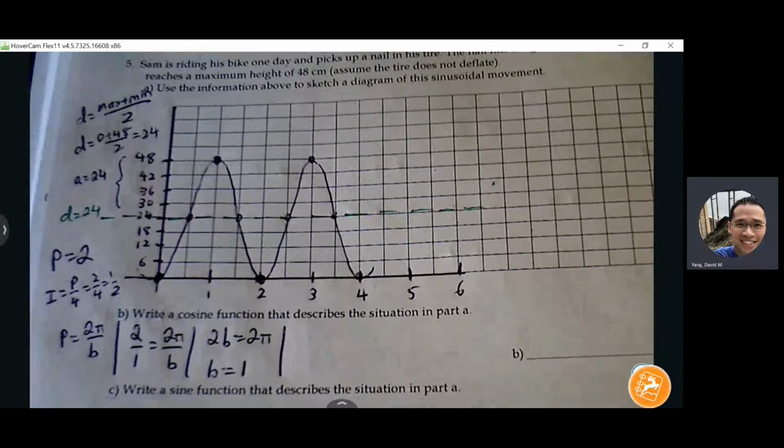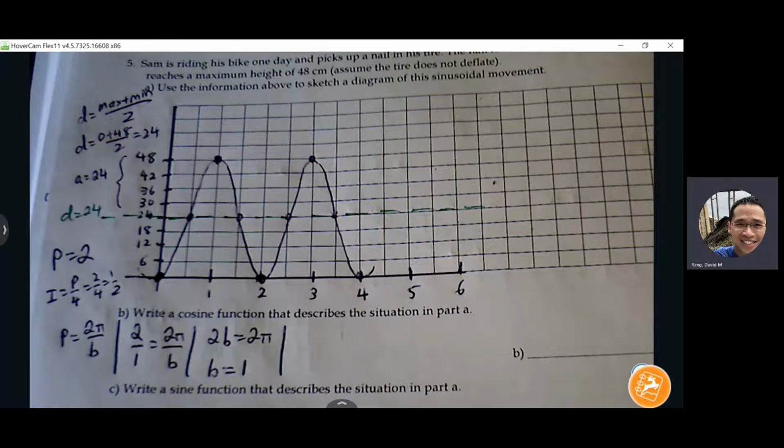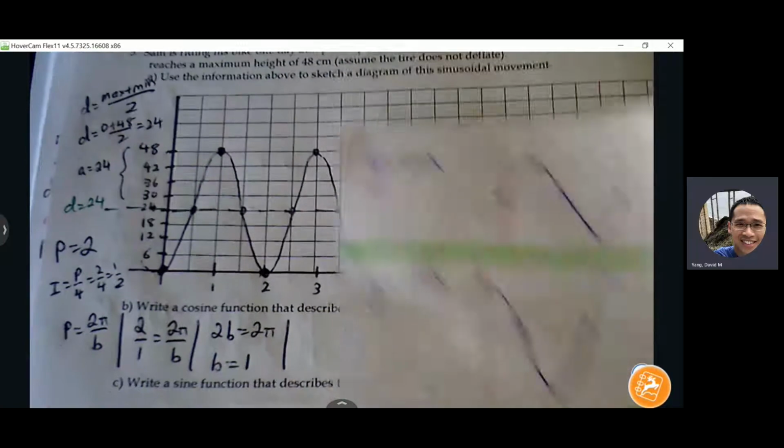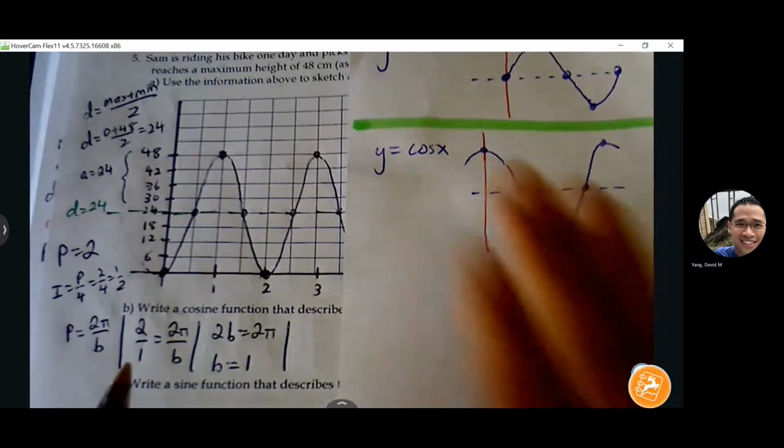Okay, for part B, it says write a cosine function. What adjustment will we make with this if we want this to be a cosine function? Isn't it already? Yeah, I think this is already a cosine function, right? Does it look like a cosine function to you? But instead of starting at the peak, what's happening here? Starting where? The minimum, right?